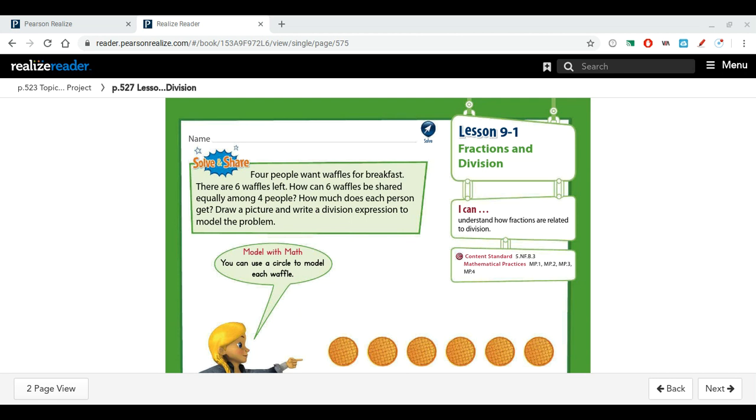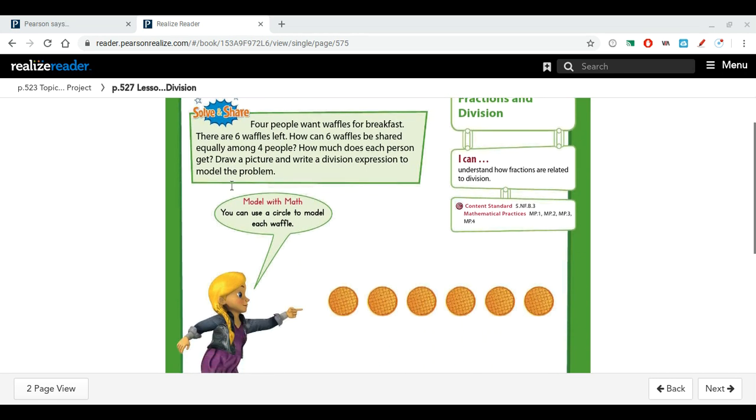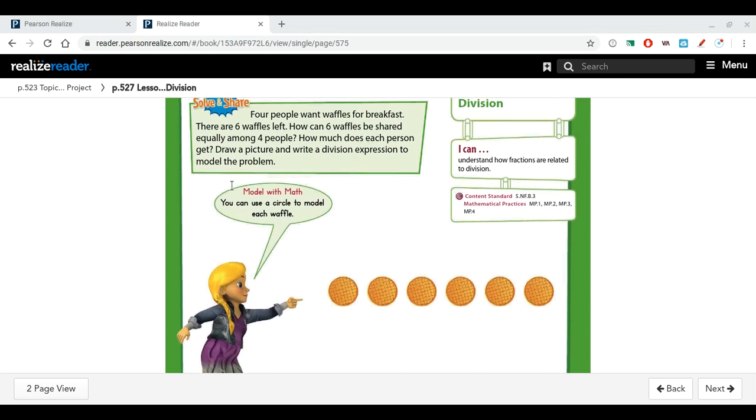So if we take a look at our solve and share, it says 4 people want waffles for breakfast. There are 6 waffles left. How can the waffles be shared equally among 4 people? How much does each person get? Draw a picture and write a division expression to model the problem.